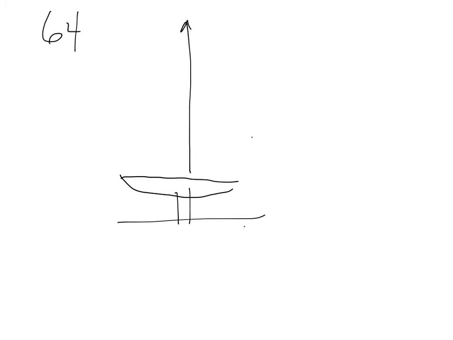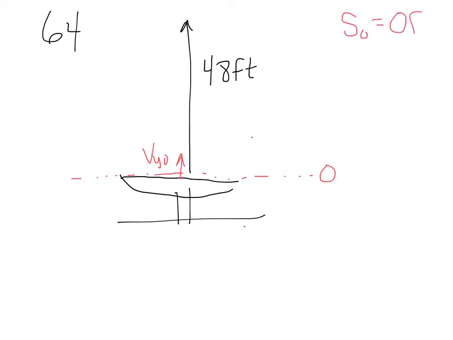So 64, we have a water fountain, so give me the information about this water fountain. We want the water to go to a height of 48 feet. And what we want is to find this VY initial. We'll call the top of the water fountain the 0 height, so the initial height of the water when it's sprayed out of the fountain is 0 feet.